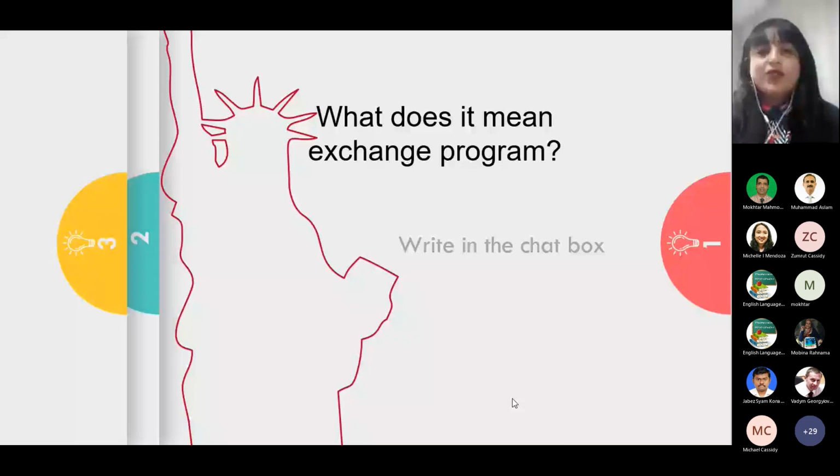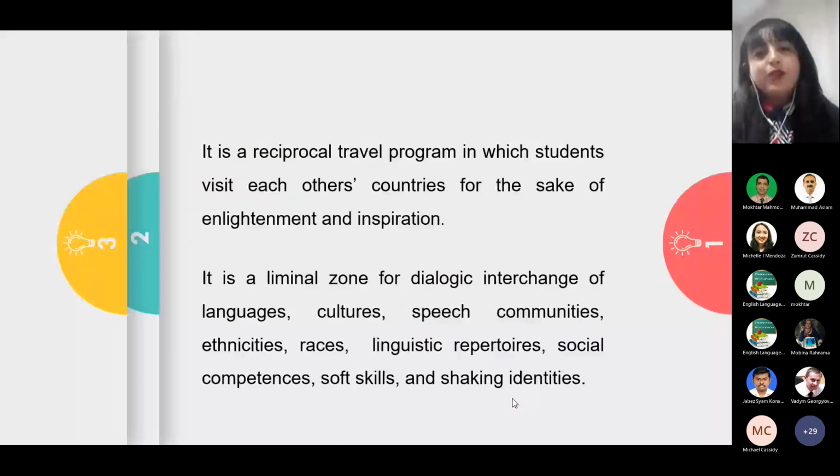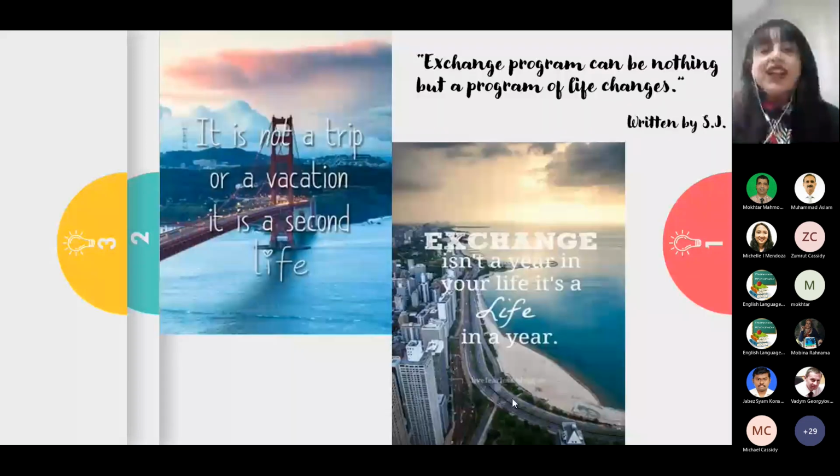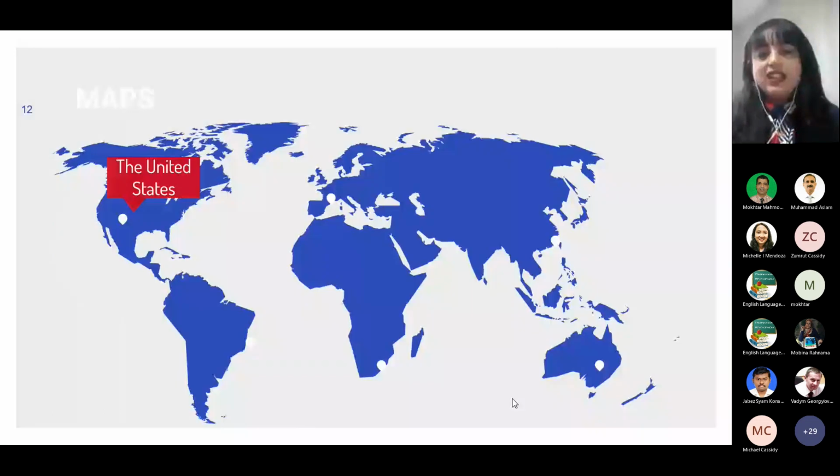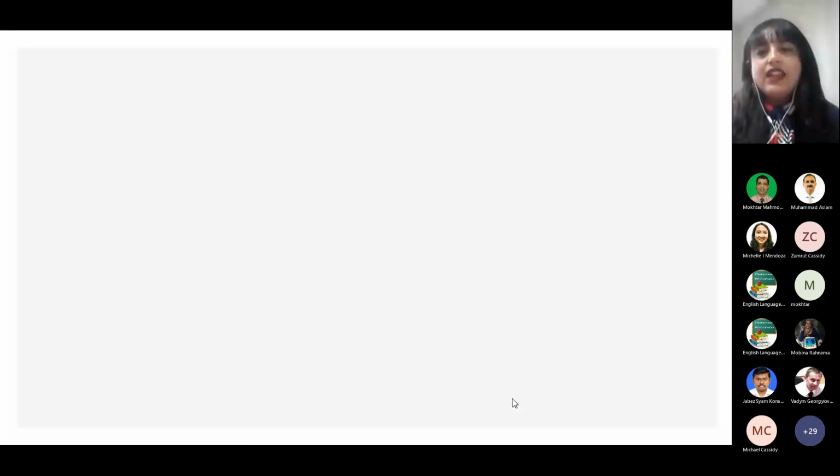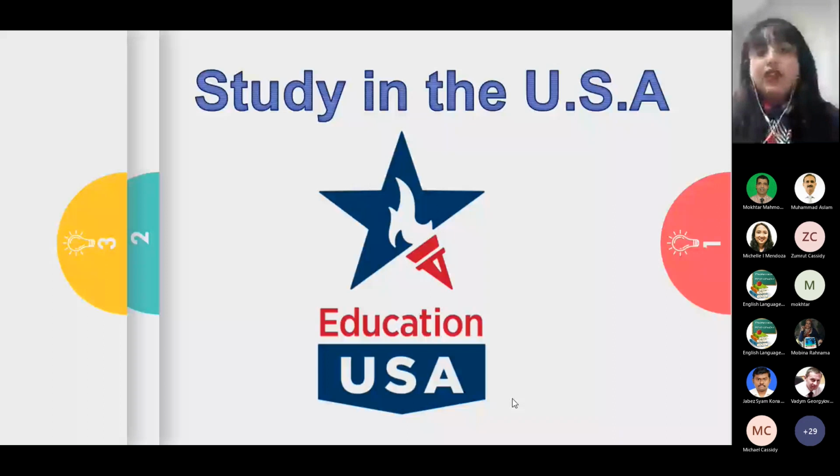For me, it's a reciprocal travel program in which students visit each other's countries for the sake of enlightenment and inspiration. It's a liminal zone for dialogic interchange of languages, cultures, speech communities, ethnicities, races, linguistic repertoires, social competencies, soft skills, and shaping identities. These are some idioms as well. And then this is the United States, of course. It's in the north of the American continent. And then we will start with number 1, study in the US.